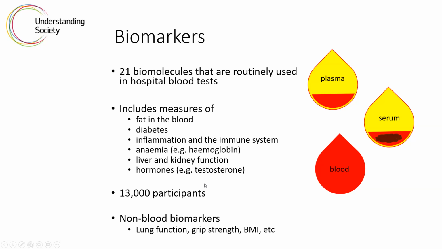So it includes various measures of things that are known to be relevant to health. And this is, in terms of participants, our biggest biological data set. The number of participants varies a little bit between each biomarker, but it's normally 12 to 13,000 participants. And from the nurse visit, we have what could also be classed as biomarkers that are not from the blood, so things like blood pressure, lung function, etc., that tell you something about health.